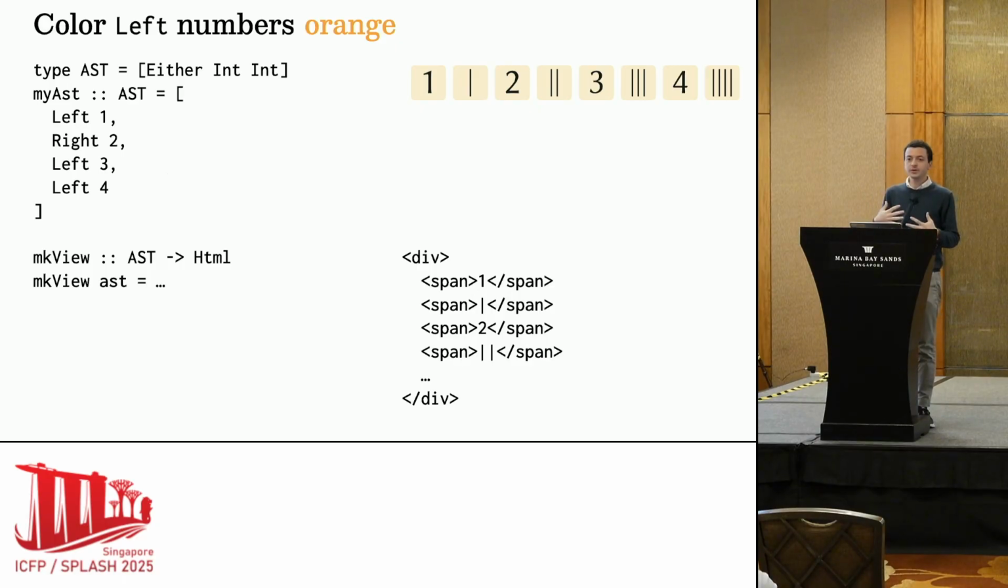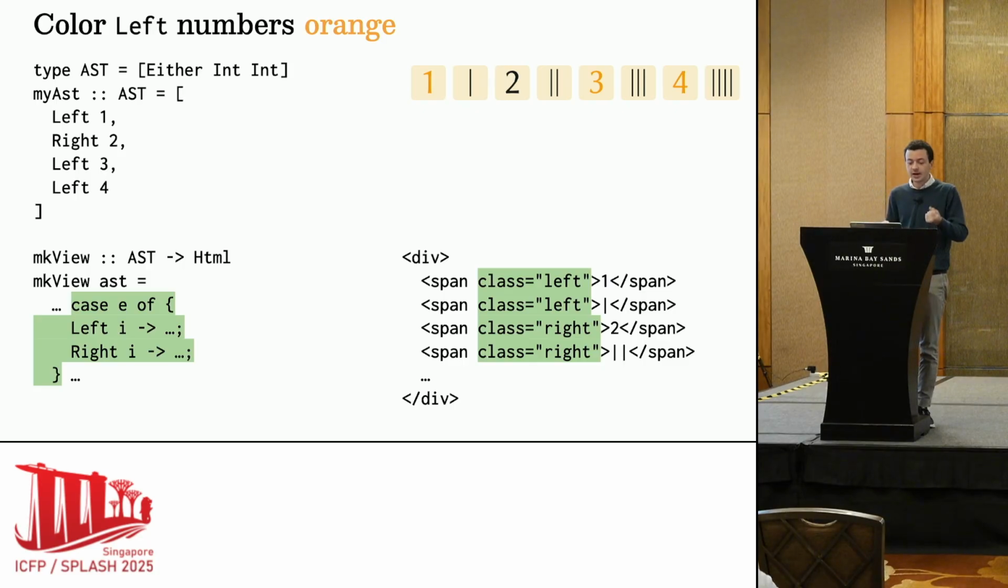So let's say we wanted to do some styling task now. We wanted to color all the left numbers orange. Well, the way we might do this without code style sheets is by modifying our view function, scrutinizing each value in the AST. If it's left, we add one class. If it's right, we add a different class. And then we could use those classes to style our numbers orange.